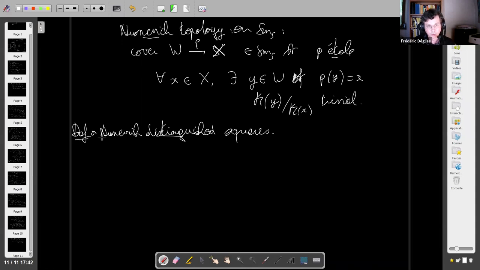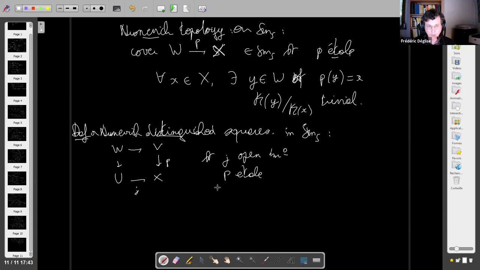Definition. A Nisnevich distinguished square in, say, Sm/S, but it works for any scheme, is a square of the form U×_X W → W, U → X, with j an open immersion, p étale, and if you put Z ⊂ X the closed reduced subscheme which is the complement of U, then p induces an isomorphism from p⁻¹(Z) to Z.